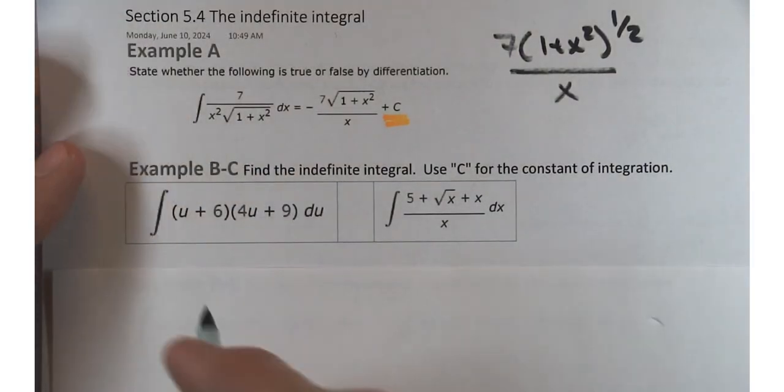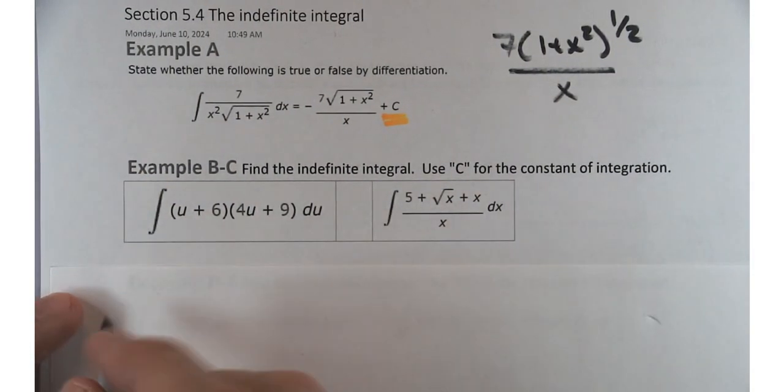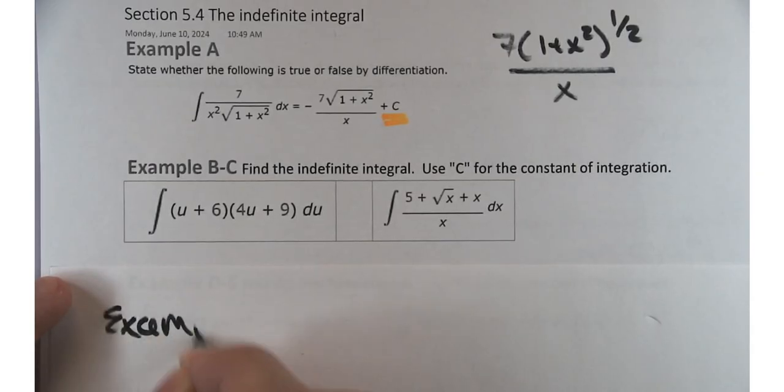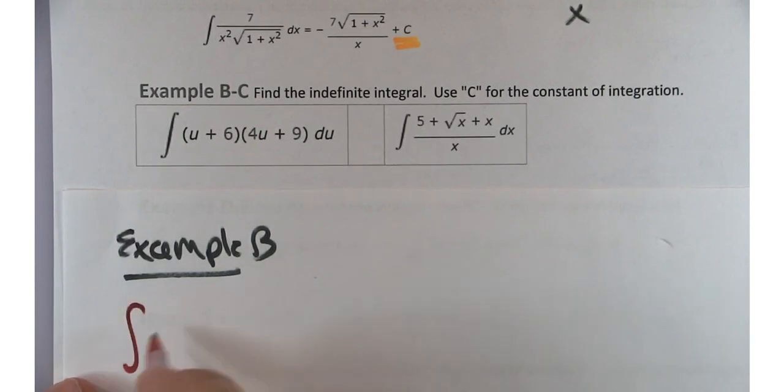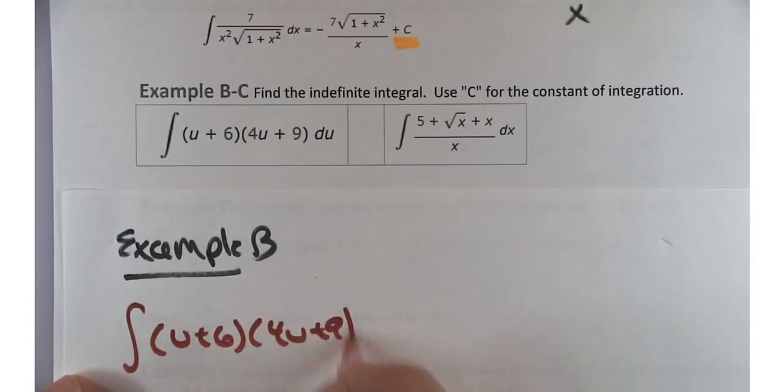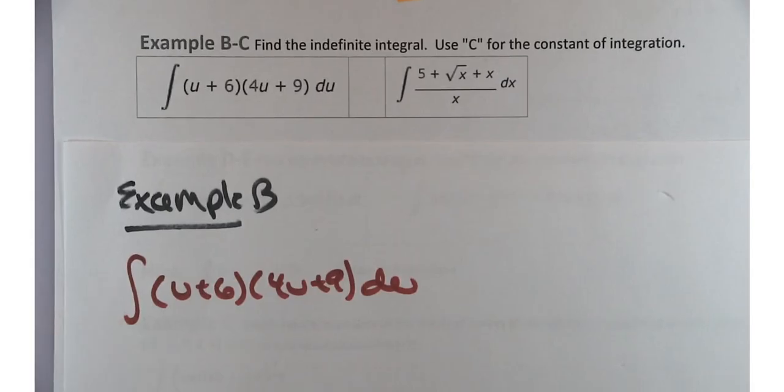But let's start our work with example B and C here. So example B is going to look like this. The integral of u plus 6 times 4u plus 9. And although differentiation and integration are opposite operations, they don't always have opposite properties and theorems. For instance, there's a product rule for differentiation, but there's no product rule for integration.